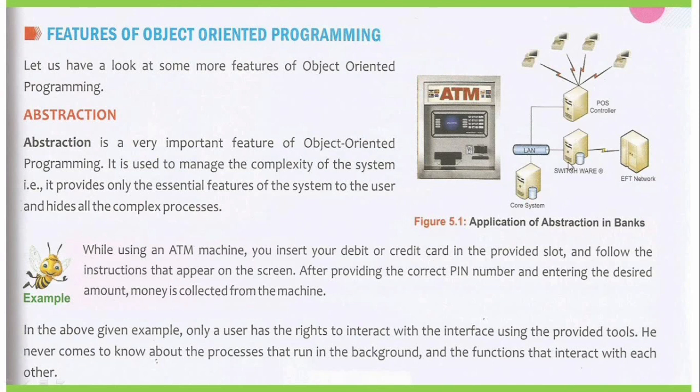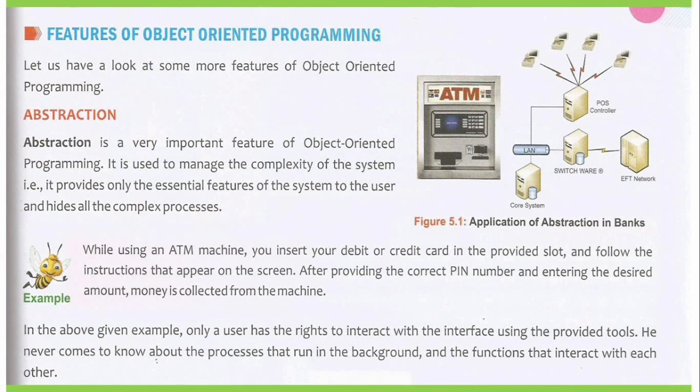All these are technical processes and you never come to know about it. You know why? Because abstraction hides all the complexity of this particular system behind the machine. What happens behind the machine never comes to the user. It is a technical aspect, and the technicians of the ATM need to know it. We as users don't need to know these complex processes.